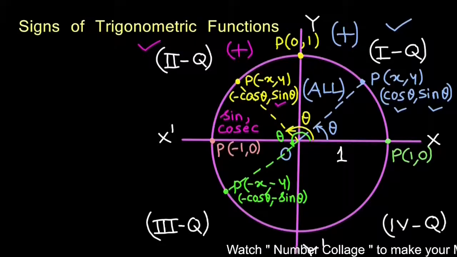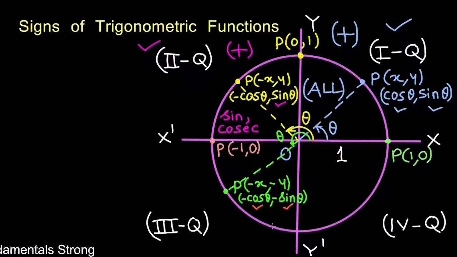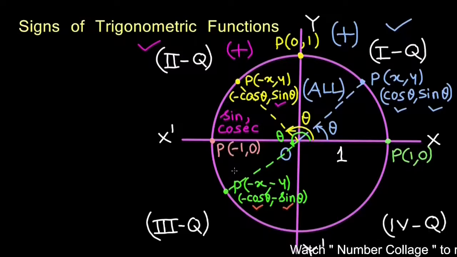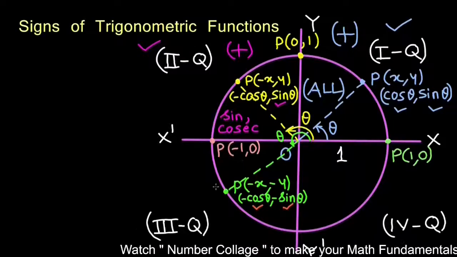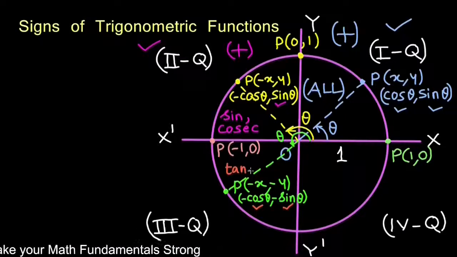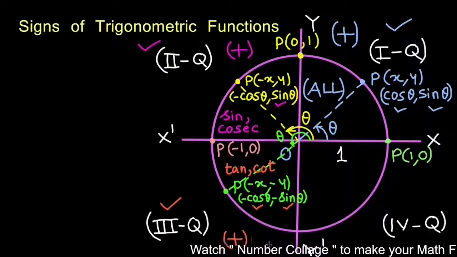Now since both cos and sin are negative, therefore tan theta, which is sin theta by cos theta, and cot theta, which is cos theta by sin theta, will be positive. So therefore tan and cot ratios will be positive in the third quadrant and the remaining ratios will be negative.